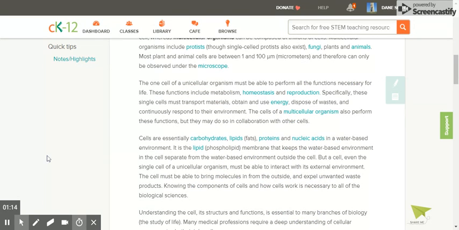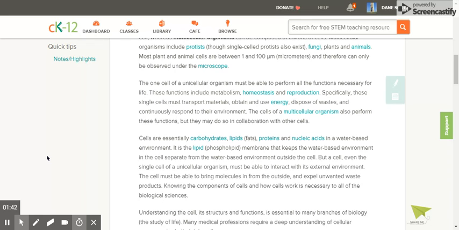The one cell of a unicellular organism must be able to perform all the functions necessary for life. These functions include metabolism, which is how the organism gains and uses energy, homeostasis, the idea of maintaining an internal stable environment, and reproduction. Specifically, these single cells must transport materials, obtain and use energy, dispose of waste, and continuously respond to their environment.